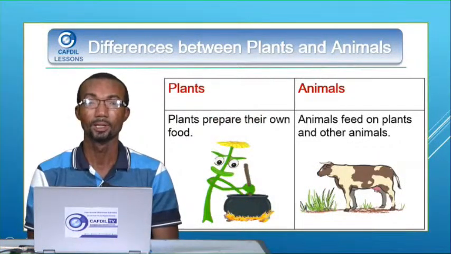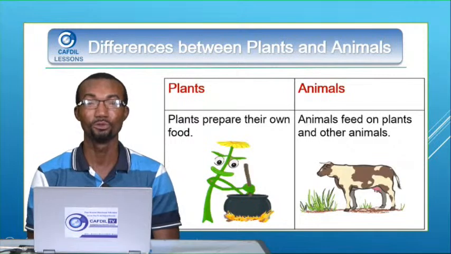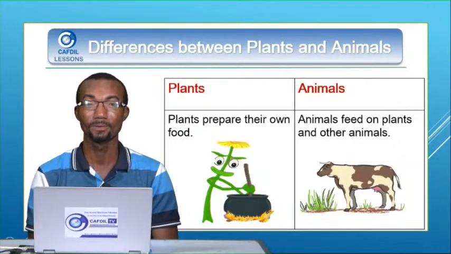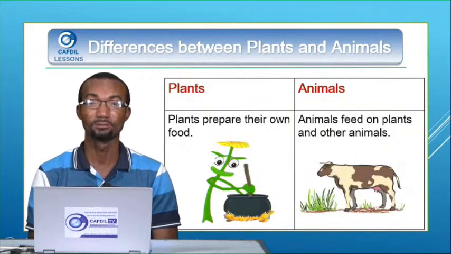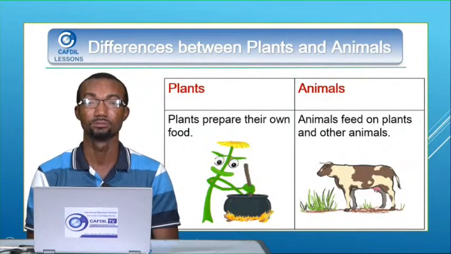One, plants prepare their own food. And if you look at the beautiful plant there, the sunflower plant, busily cooking. I believe he is the chef of the plant. He's busily cooking with the pot on fire and then busily stirring whatever the plant is cooking. This is to tell you that plants prepare their own food.